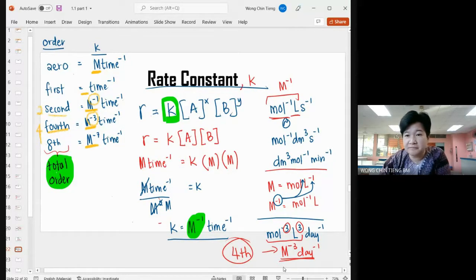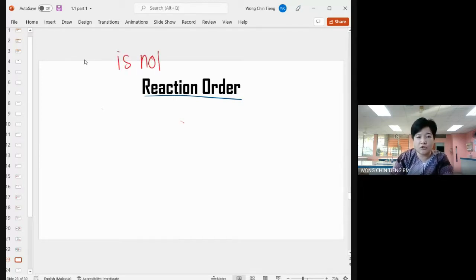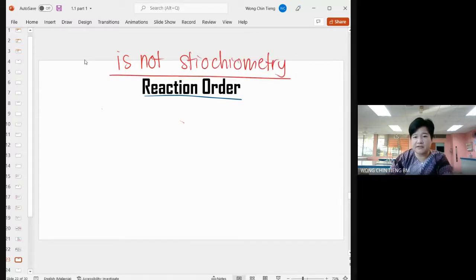Selesai rate constant? Boleh. Okay. Next. Reaction order. Reaction order setakat ni tak ada apa. Setakat minggu ni tak ada apa. Minggu depan baru ada something. Okay. Reaction order. The first question adalah dia bukan stoichiometry. The very first thing that I want to remind you over here, reaction order is not stoichiometry.